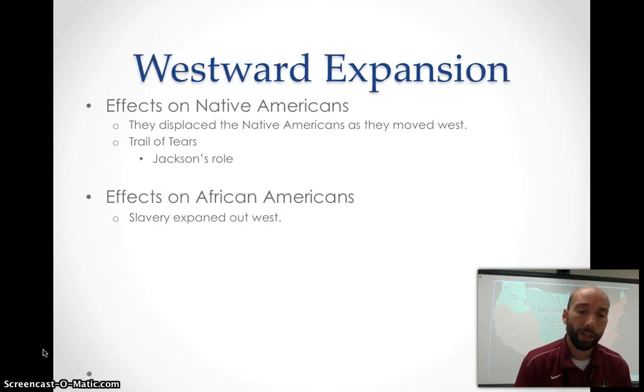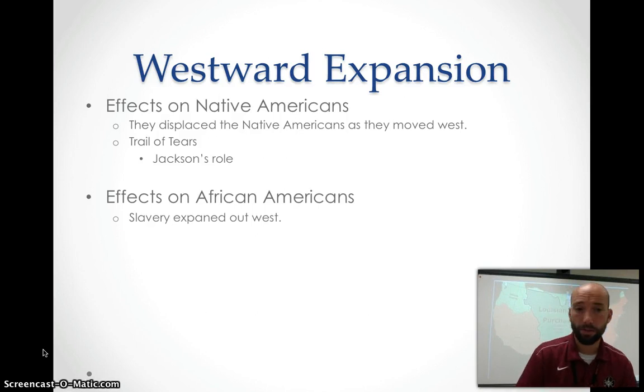So as we move westward, there is a big impact on Native Americans. Native Americans are displaced as we move westward. We start kicking them out of their land and moving them further and further west. The best example and the saddest example happens with the Cherokees, and that happens through the Trail of Tears. The Cherokees were in the northwestern part of Georgia, and they basically were getting kicked out of their land.